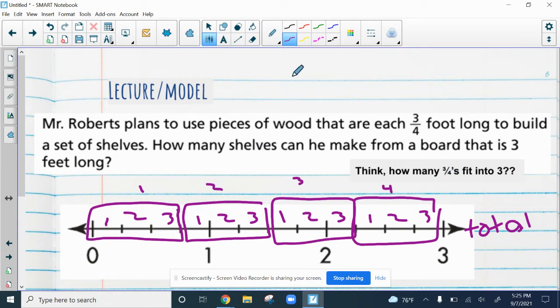What we have just done here is we have taken 3 feet and divided it into 3/4 pieces. We took a total of 3-foot board and made 3/4 pieces. We divided with a fraction.